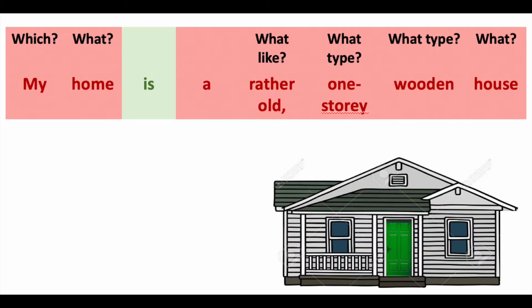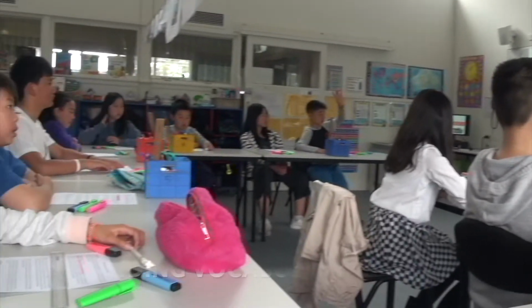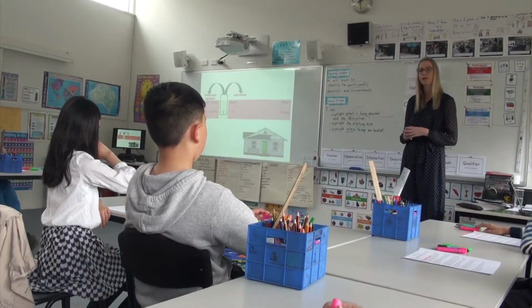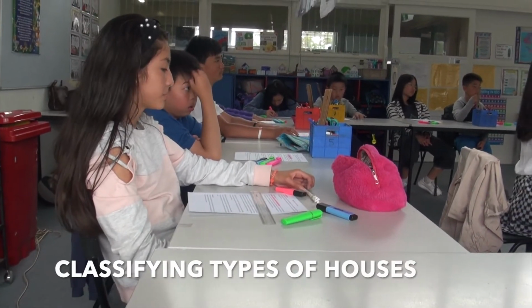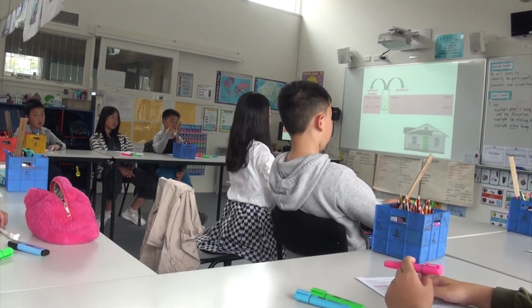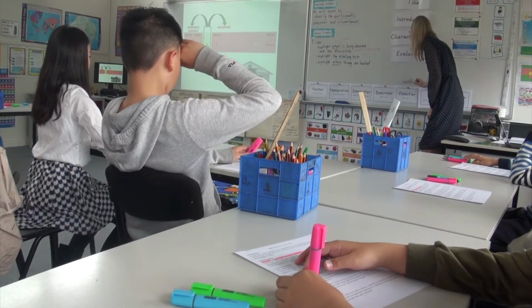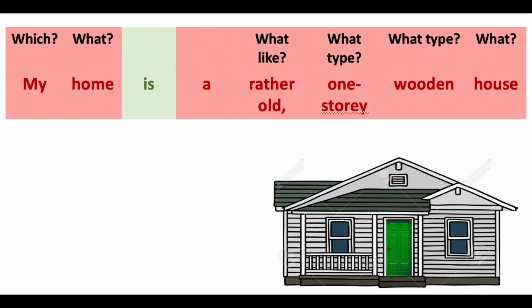One-story. One story. What other kinds of houses are there? Not wooden, but what other types of houses are there? Ready? Brick houses. What other types of houses are there? Gabby? Rock houses. Rock or stone houses? Yuan? Mud houses. Mud houses. Excellent. Ice houses. Ice houses. Okay, so I'm going to write wooden under what kind it is.